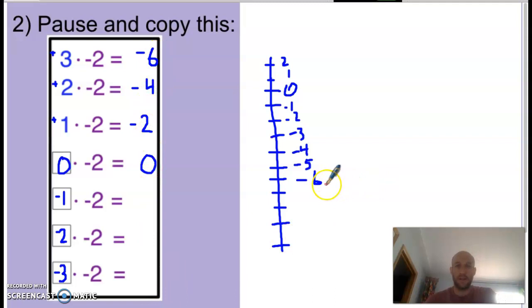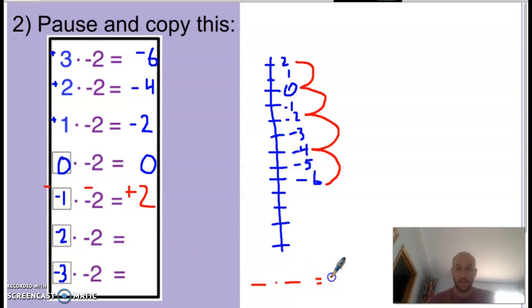We started at -6, then it went up to -4, then -2, then 0. What's next? Up 2 is 2. But what happened here? We changed. It's not a positive times a negative, it's a negative times a negative, and we got a positive answer. So a negative times a negative gives us a positive answer. So negative times negative, positive. 2 times 2, 4. -3 times -2, positive 6.